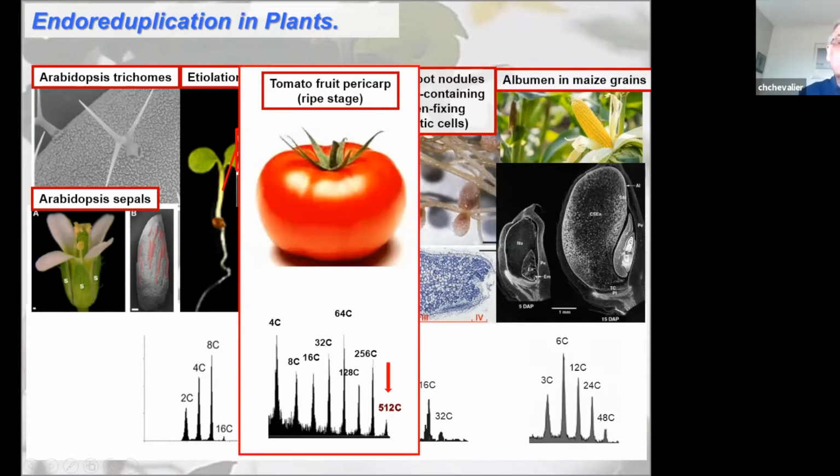Now, if you look at the fleshy part of the tomato, which is called the pericarp, you end up with this kind of graph, and you can see the absolutely enormous amount of DNA content that can be reached at the end of fruit development. It's almost 512C of DNA content. All these systems have in common this increase in DNA content inside a nucleus, and you can see that it's also related to cell size. It's an enormous increase in cell size related to this enormous increase in DNA content.